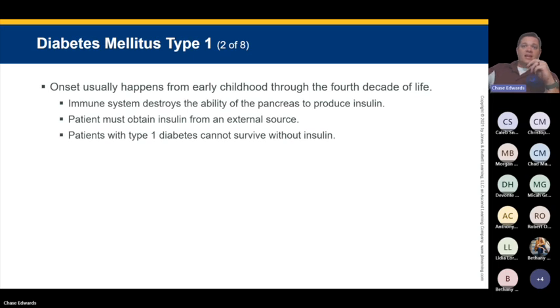The onset usually happens from early childhood through the fourth decade of life. So almost my age. The immune system destroys the ability of the pancreas to produce insulin, so the patient must obtain insulin from an external source at that point. Patients with type 1 diabetes cannot survive without insulin.